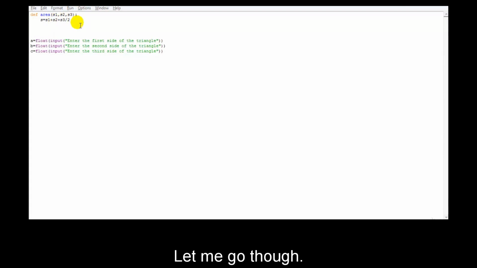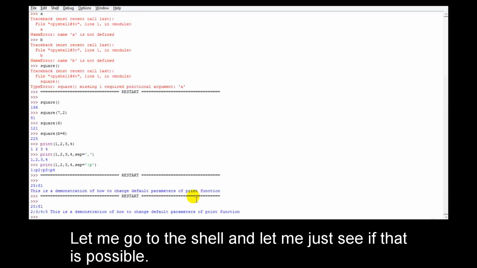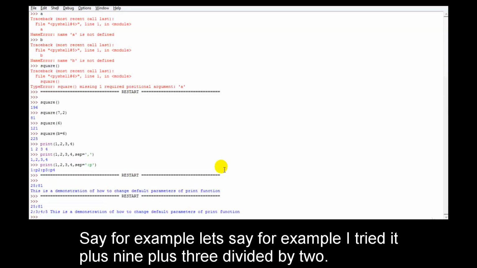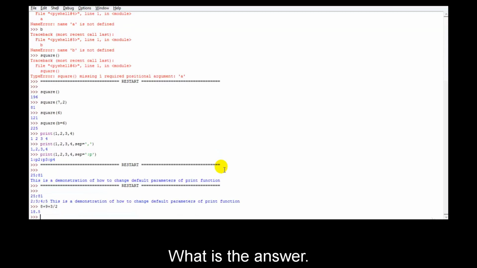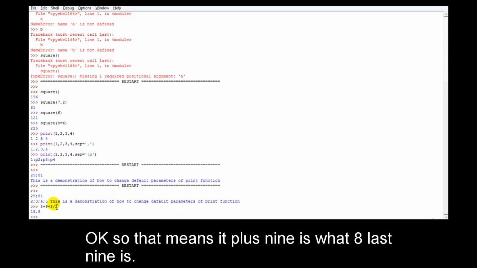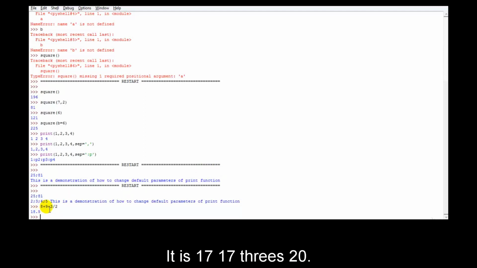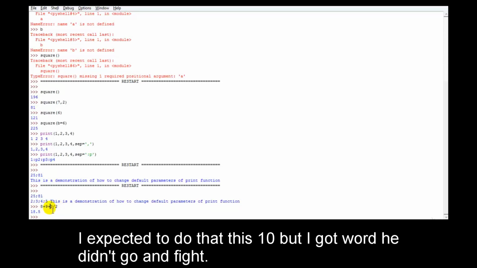Let's see. Let me go to the shell and let me just see if that is possible. Say for example, I write 8 plus 9 plus 3 divided by 2. What is the answer? 18.5. So that means 8 plus 9 is 17. 17 plus 3 is 20. I expected 20 by 2, that is 10, but I got what?